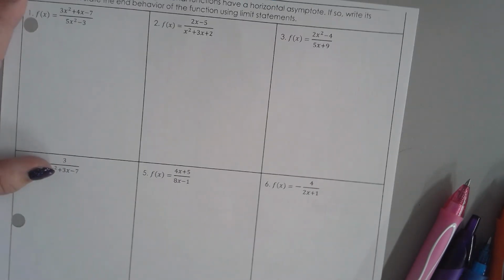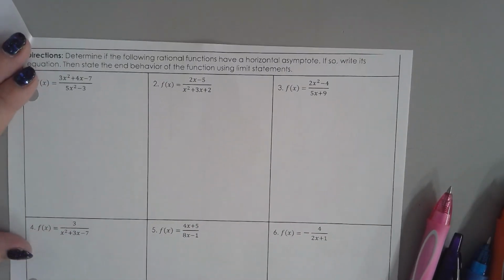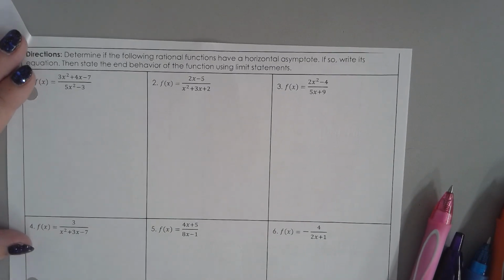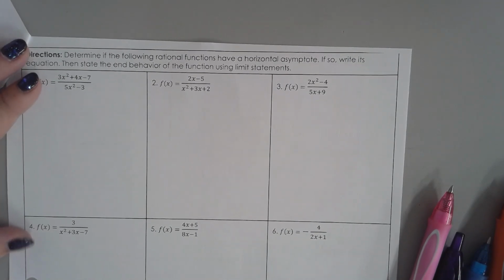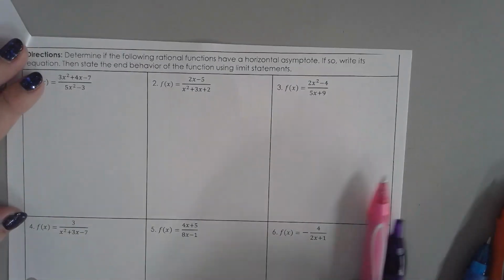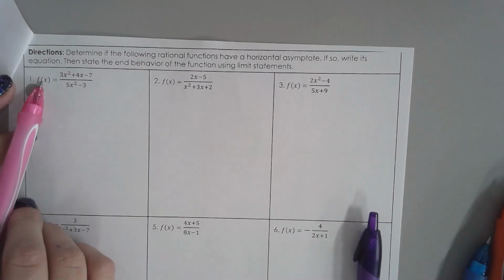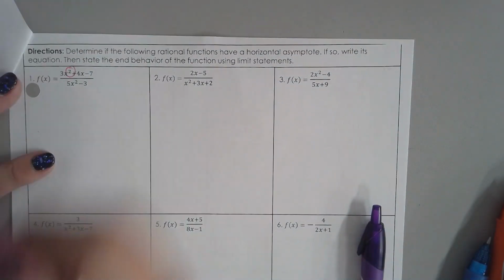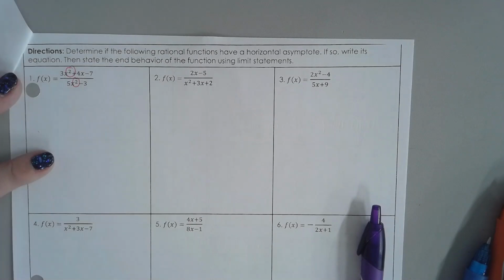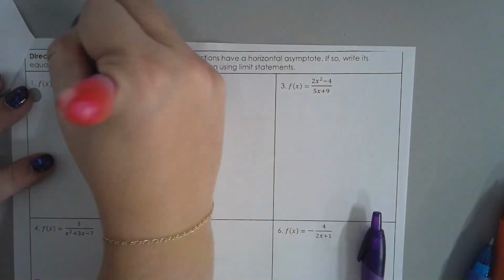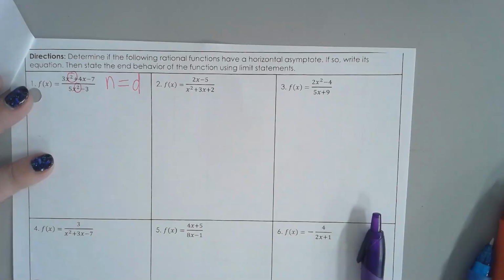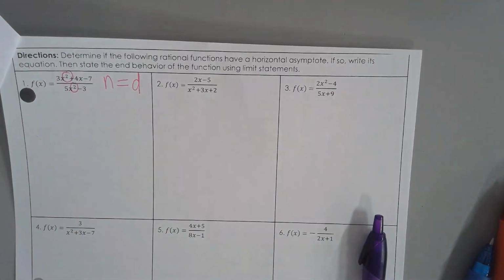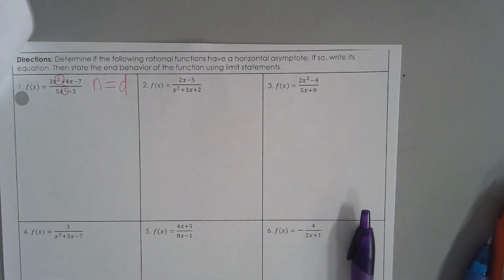So when you see a problem asking about the horizontal asymptotes or the end behavior, you first need to figure out, are the degrees equal? If not, is the numerator or denominator bigger? So on this one, my degree of the numerator is 2. The degree of the denominator is 2. So N equals D, which in our notes was case 1.